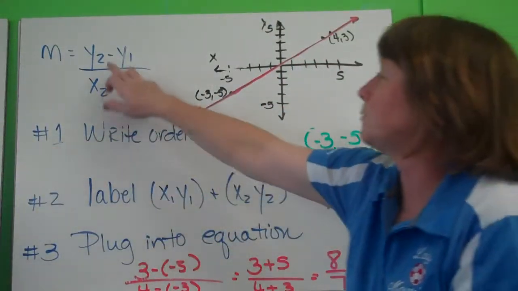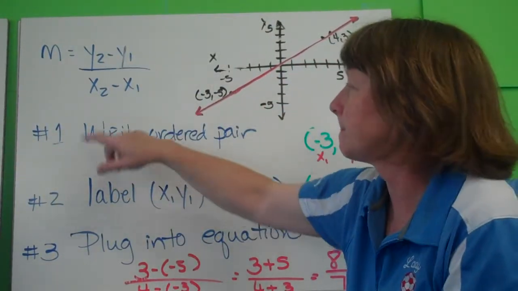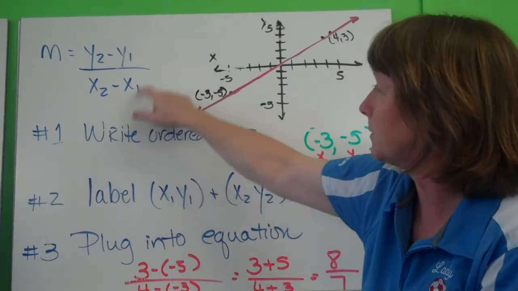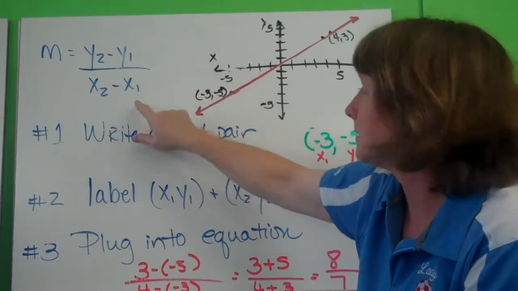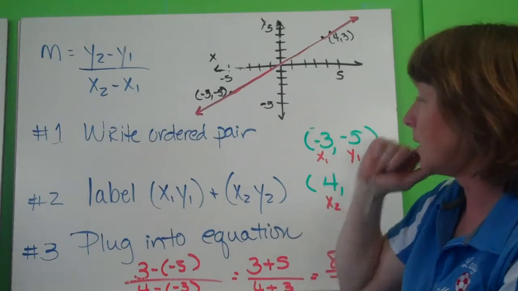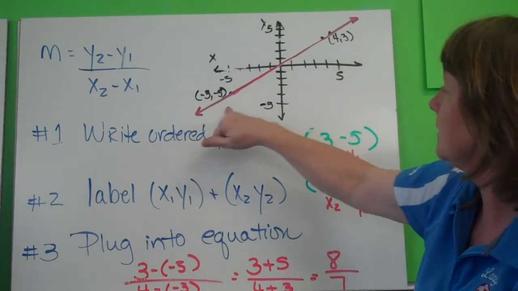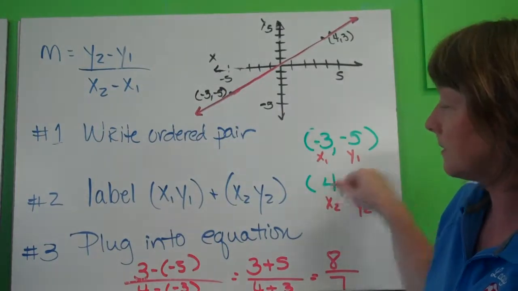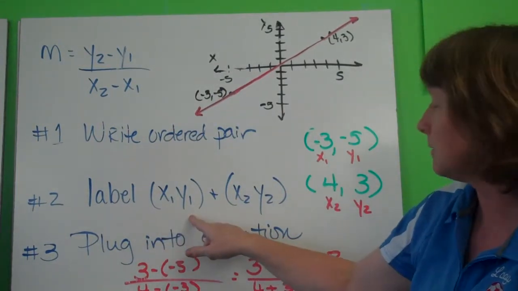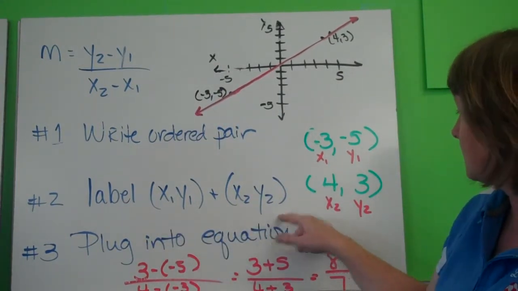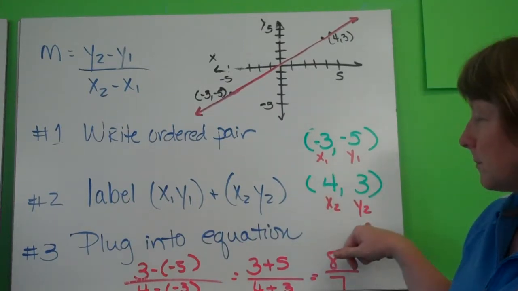Slope, the equation, y2 minus y1 divided by x2 minus x1. This is the change in y. This is the change in x. So first thing you need to do is write down your ordered pair. We have 4, 3, negative 3, negative 5. Label your x1, y1, x2, y2. As you can see, I have them labeled here.